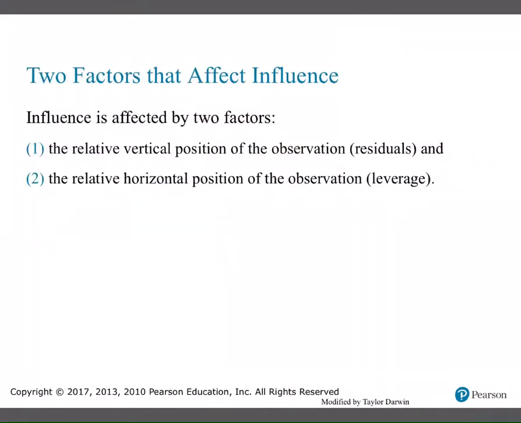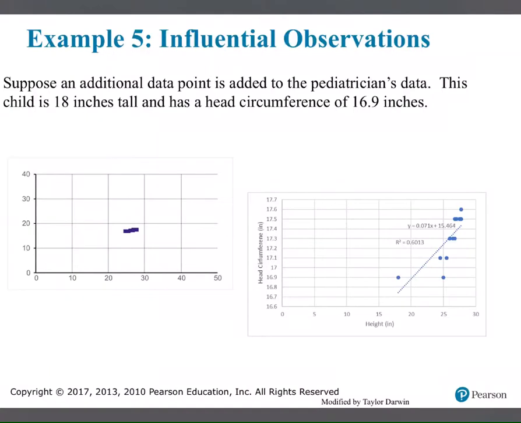Influence is affected by two things: the vertical position of the observed residuals and the horizontal position of the observation, also known as the leverage. So suppose an additional data point is added to the pediatrician's data. The child is 18 inches tall and has a head circumference of 16.5. When that happens, it affects your y value, it affects your r squared. I mean, it affects everything, and not in a very good way.